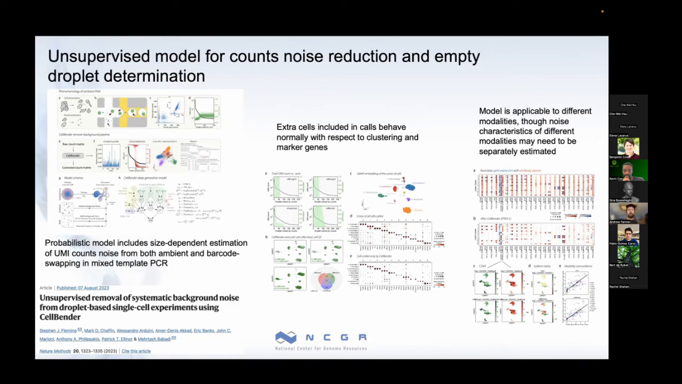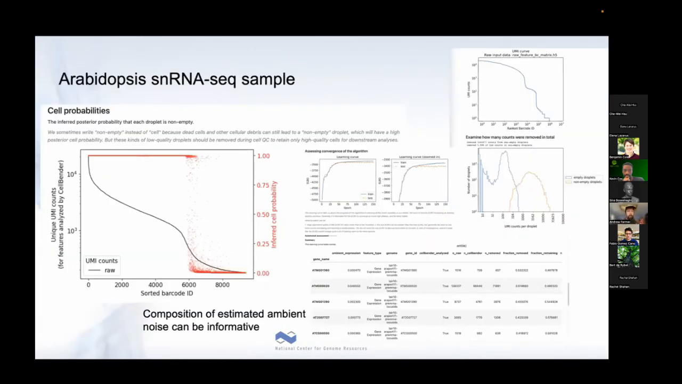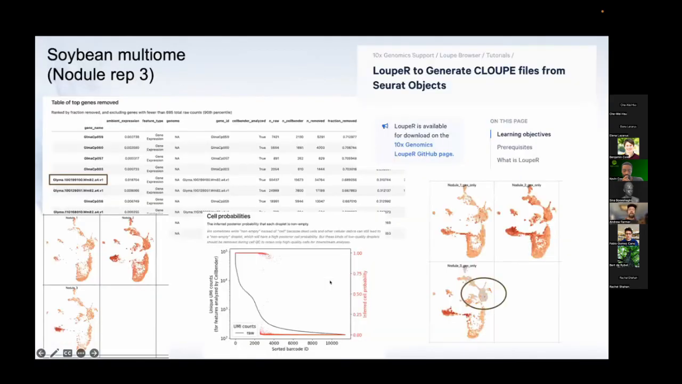And they've shown that it works quite well in terms of nuclear data, which is one of their focuses, and also can be used in terms of different modalities. So we've started applying it to some of our data, and found that it does a nice job of identifying things that you might expect to be ambient in this context, like the organelle data.